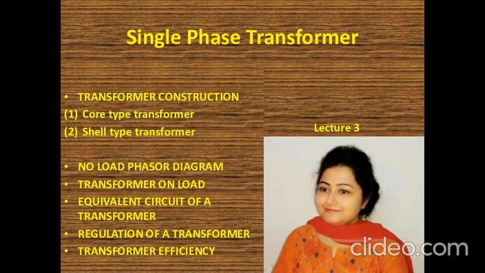The low voltage winding is placed usually adjacent to the steel core and the high voltage winding is placed outside, in order to minimize the amount of insulation required. Now in shell type transformer, the steel core surrounds a major part of the winding, and the low voltage and the high voltage windings are wound over the center limb. The shell type transformer requires more conductor material as compared to the core type transformer.